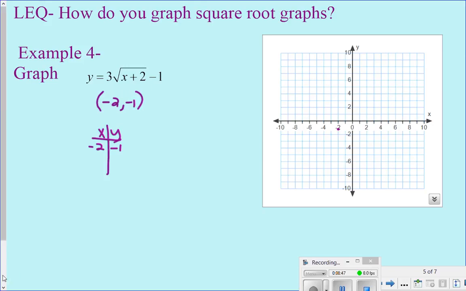So values that I could pick, something like negative 1, because 2 minus 1 is 1, the square root of 1 is 1, 1 times 3 is 3, and 3 minus 1 is 2. So negative 1, 2 would be a point that I could plot right there. And I'm going to try and get another one a little bit further down. So let's see, if I had 7, 7 plus 2 is 9. The square root of 9 is 3. 3 times 3 is 9, and 9 minus 1 is 8. So 7, 8.